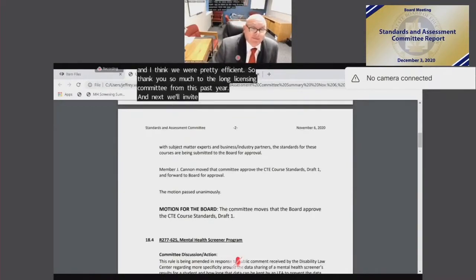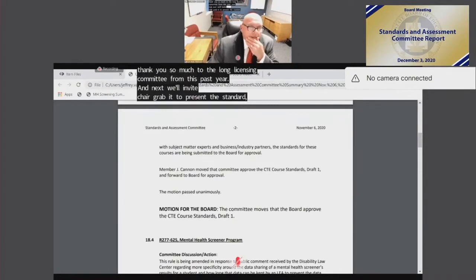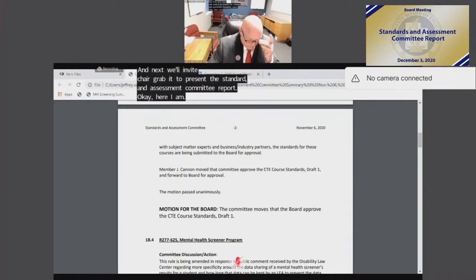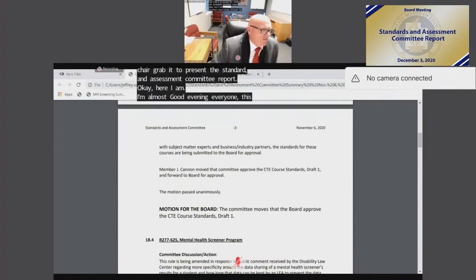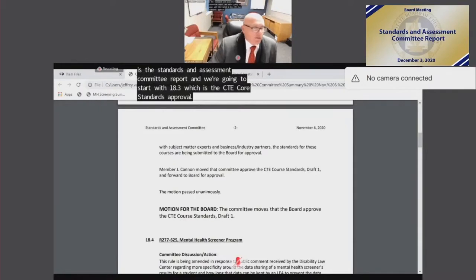This is the Standards and Assessment Committee report, and we're going to start with 18.3, which is the CTE course standards approval. Those of you on Standards and Assessment before know that the CTE programs are approved annually according to board rule. The motion before the board is that the board approve the CTE course standards draft 1.